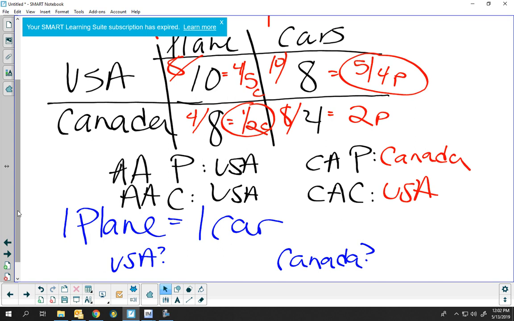If I make cars, I don't want cars, I want planes. If I'm making planes, I don't care about the price of a plane. I make planes, I care about how much the car is going to cost.